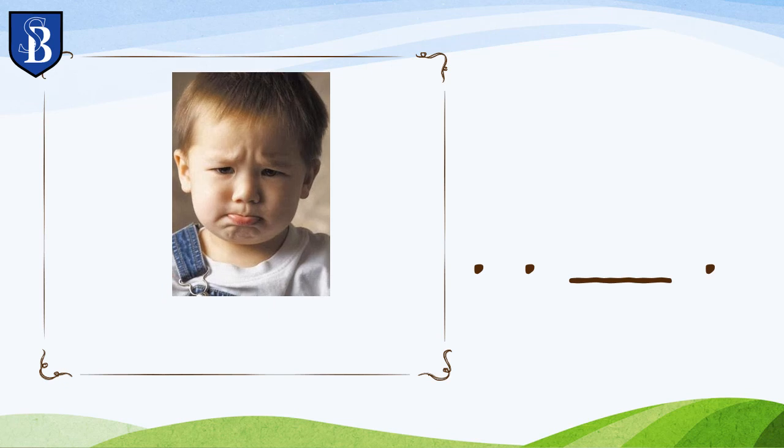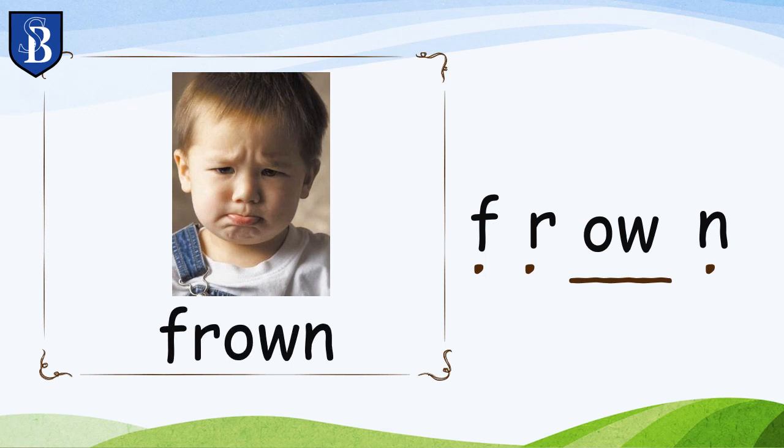The first sound in the word frown is an f, and we record that using the letter F. Then we need an R, fr. To record that ow sound, we're going to use an O and a W, ow. And finally, we need an N at the end of the word. Frown, F-R-O-W-N, frown.